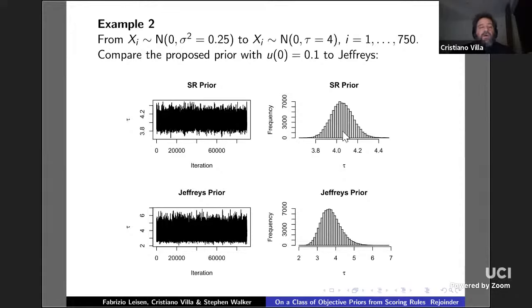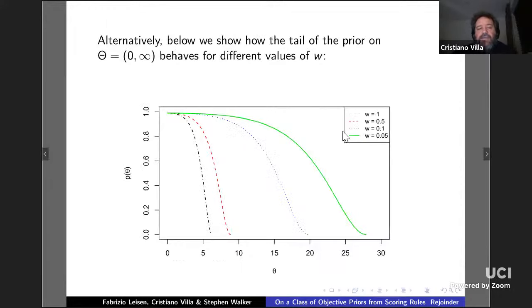Okay, so yes, further indication on how to work with these parameters is required, but they should be able to obtain priors that can work in many or even virtually any kind of scenario. And another example we have in the rejoinder is that by controlling W, we can control the heaviness of the tail.